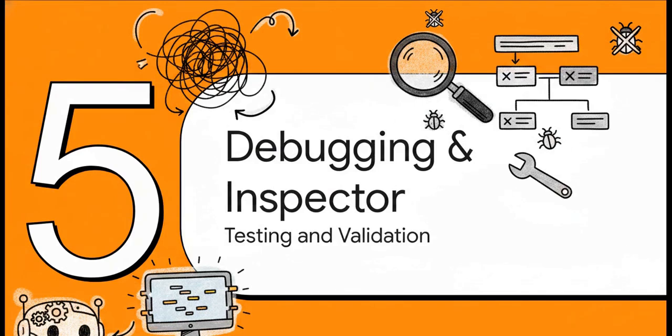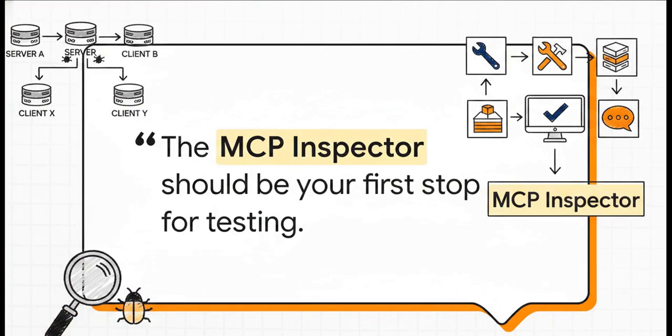Which brings us to Section 5, Debugging and the Inspector. There's a golden rule straight from the docs, and it's this. The MCP inspector should be your very first stop for testing. Before you go trying to wire up some complex multi-server client application, use the official MCP inspector tool as your ultimate sanity check. It lets you test your server's tools, resources, and prompts in total isolation to ensure they're actually outputting what you think they are.